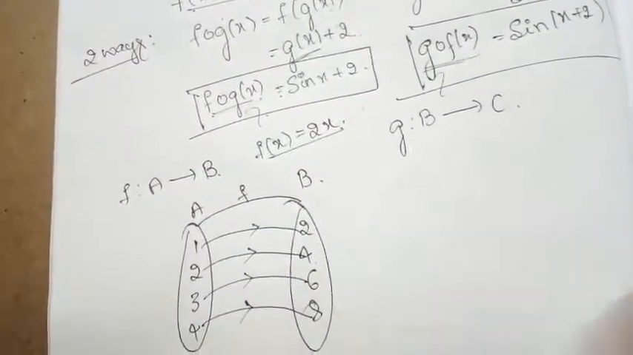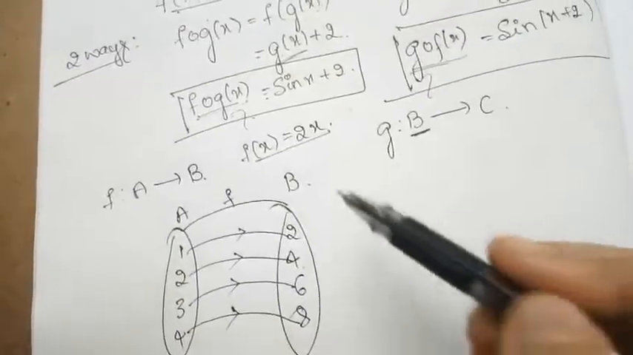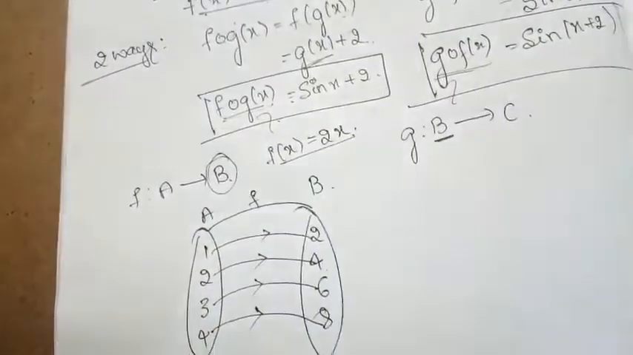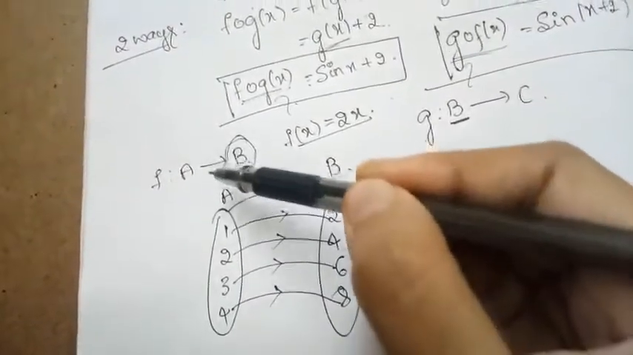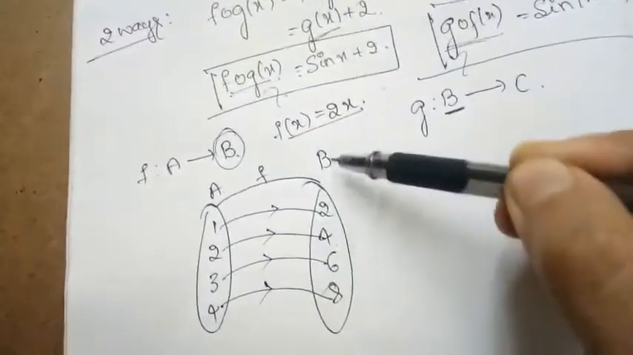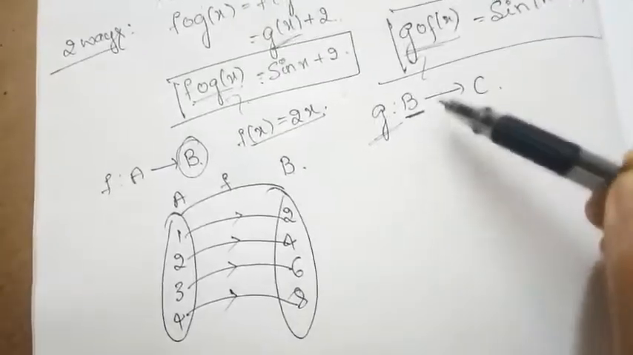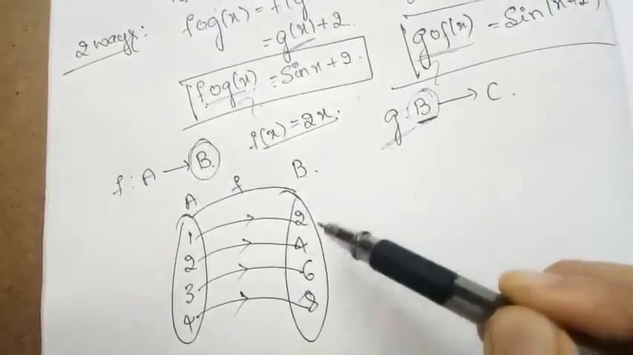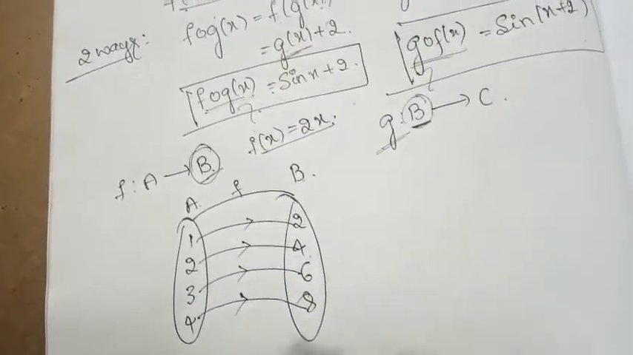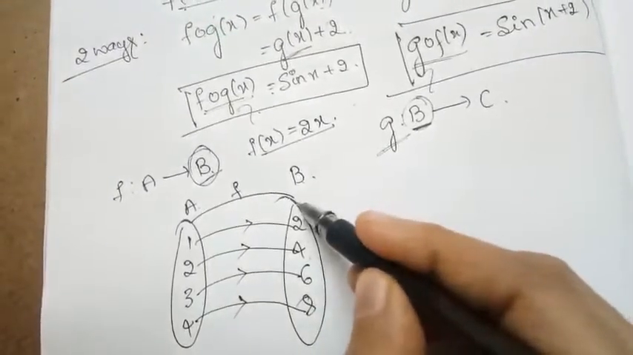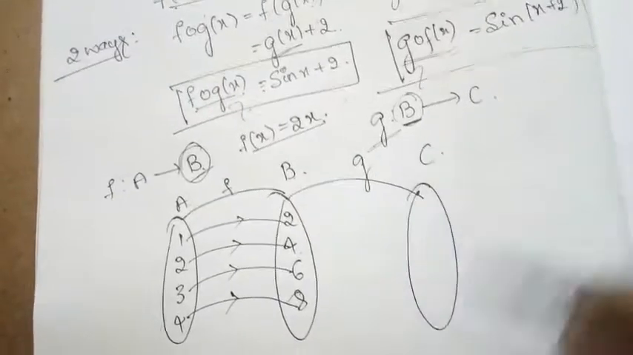Observe here clearly and carefully. Here the domain of the function g is nothing but the codomain of the function f. When I defined the function f, the domain of that function was A and codomain was B. So when I am defining the function g here, the domain of that function is nothing but the codomain of the function f. So g is a function defined from B to set C.